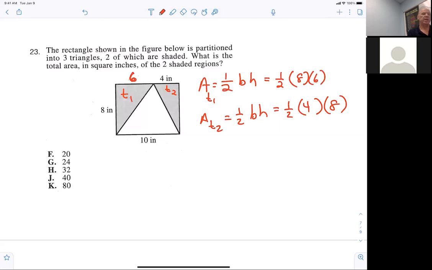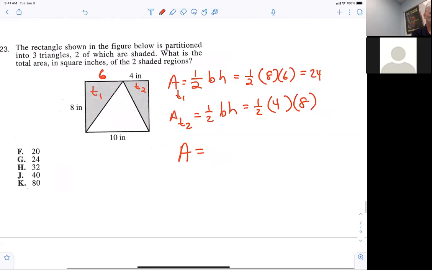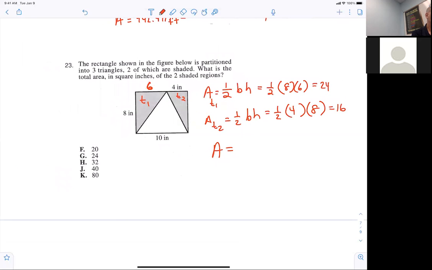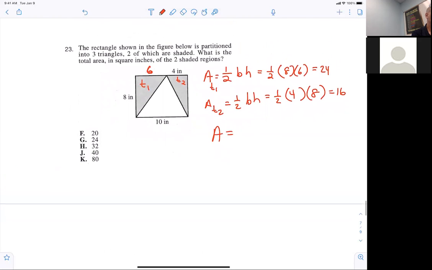All right. So what was that total? Triangle 1, you get 48, and triangle 2, you get 32, but you have to divide them. So 48 divided by 2 would be 24, and 32 divided by 2 would be 16. Altogether, you have 40. Yes, that's J.